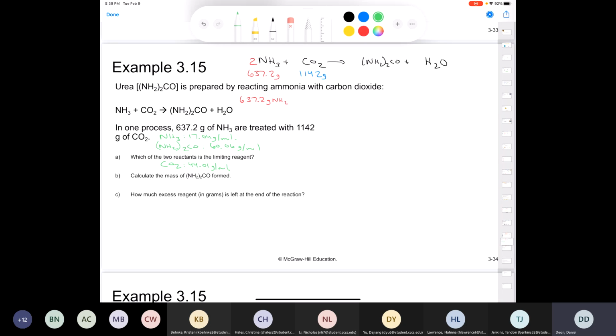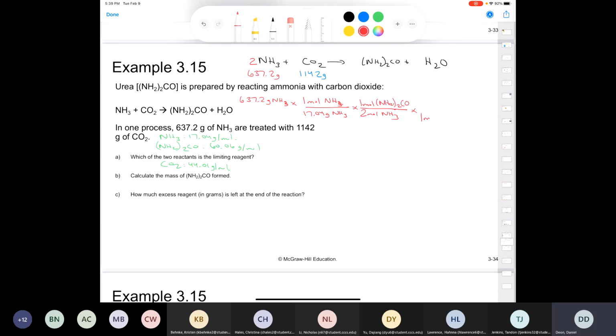So we're starting out with 637.2 grams of ammonia. Let's figure out the number of moles of ammonia. I know that in 1 mole of ammonia, I have 17.04 grams of ammonia. Now from my balanced equation, I know that for every 2 moles of ammonia, I form 1 mole of urea, NH2 2CO.